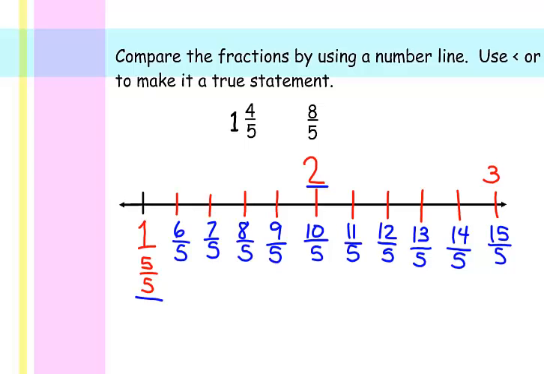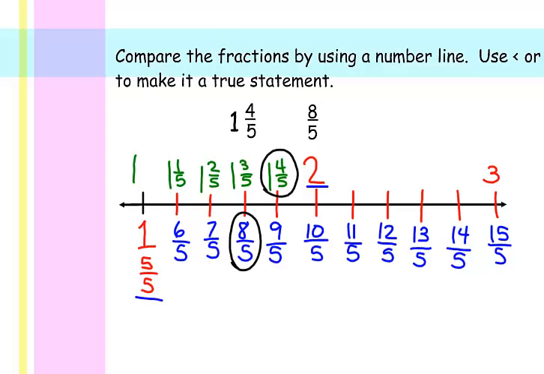Now let's put our mixed numbers in. We know we have to start with 1. The next one will be 1 1/5, 1 2/5, 1 3/5, 1 4/5. I don't need to go any farther because I have both of my numbers on the number line. Here we have 1 4/5. Here we have 8/5. So which one is farther to the right? That's correct, 1 4/5. So therefore, 1 4/5 is greater than 8/5.